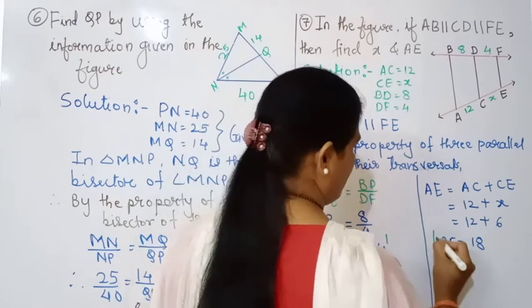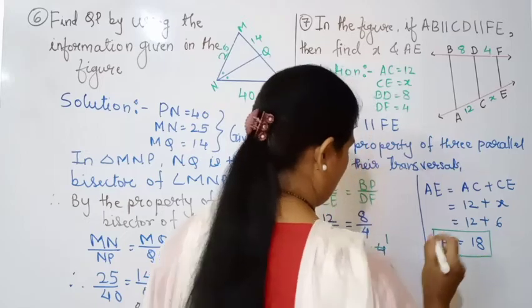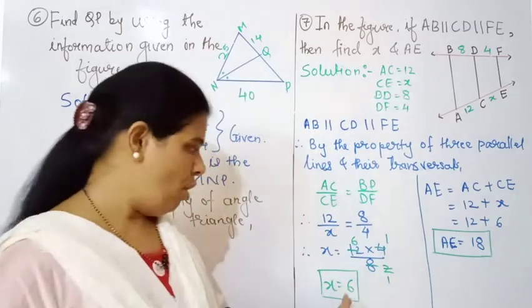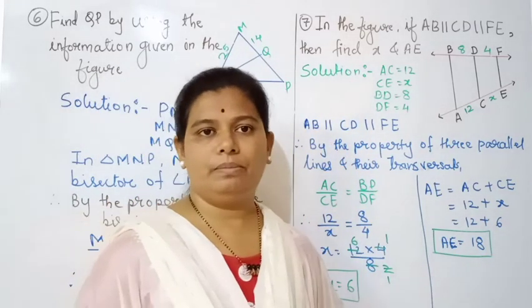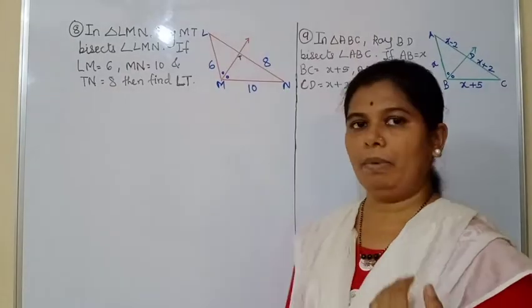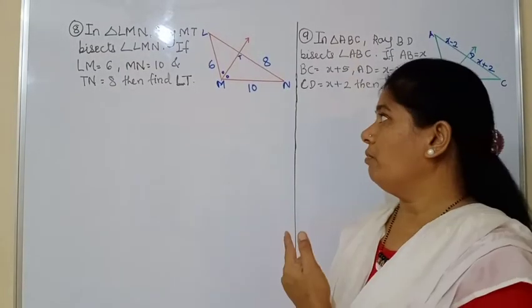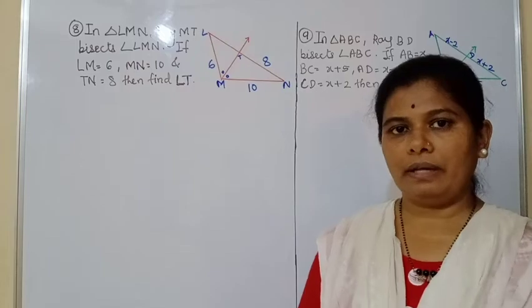So in this way, by using the theorem of three parallel lines, we can find the value of x and a. So we have finished example number 6 and 7. Now we will solve the 8th and the 9th example.